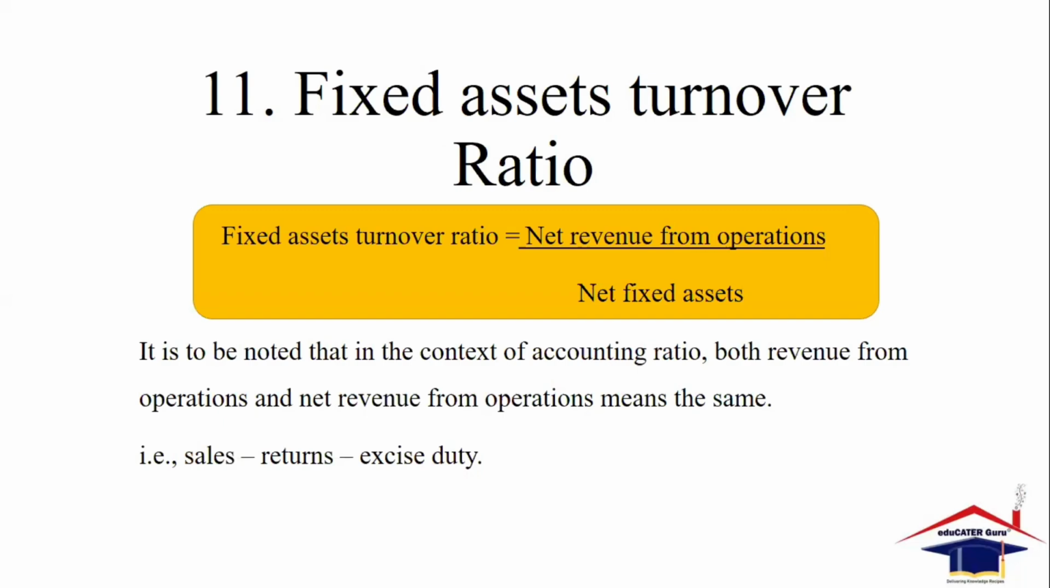So here we have to first make a note that both revenue from operations and net revenue from operations are the same while calculating any accounting ratio. So that you need to keep in mind. And here the sales, whatever the net revenue is, that is how you need to calculate that: you have to first deduct returns and excise duty from sales. That is the net revenue from operations.